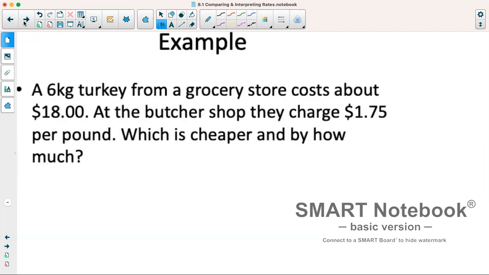So first example, a 6-kilogram turkey from a grocery store costs about $18. At the butcher shop, they charge $1.75 per pound. Which is cheaper, and by how much? Okay, so what we want to do is figure out how much the turkey would be at the butcher shop.